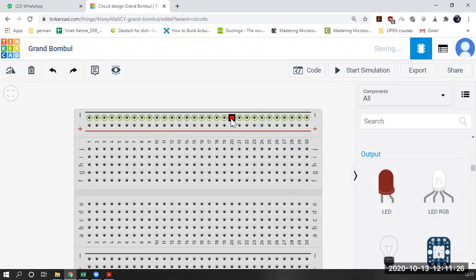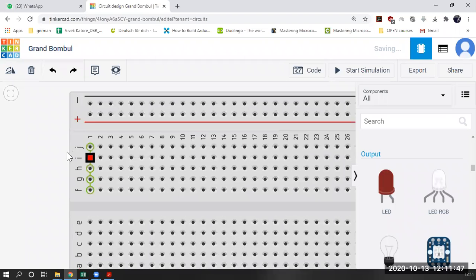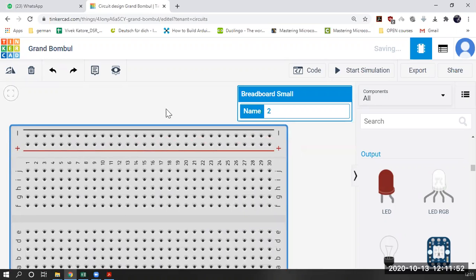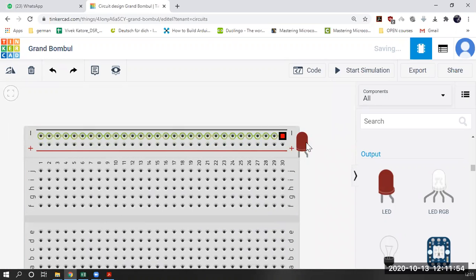But let's talk about how we can connect any kind of circuit. You can see there are some markings given here, 1, 2, 3 up to 30, and then characters A, B, C, D, E, F, G, H. So let's focus on this part. This part is called the power rail. You can call it a power rail.